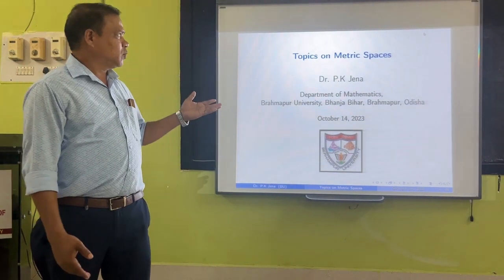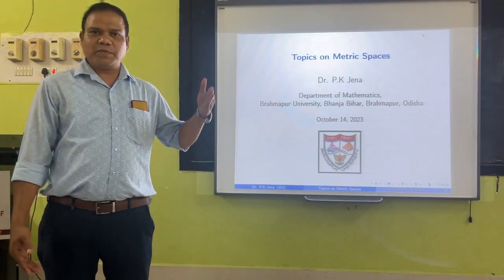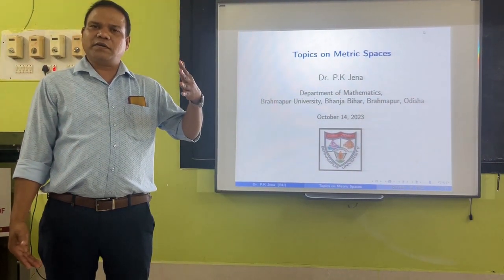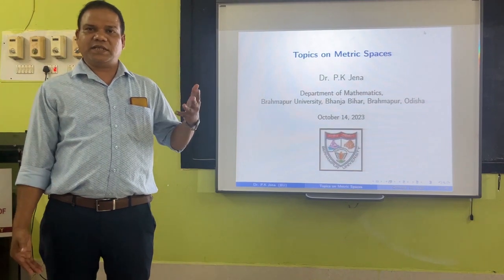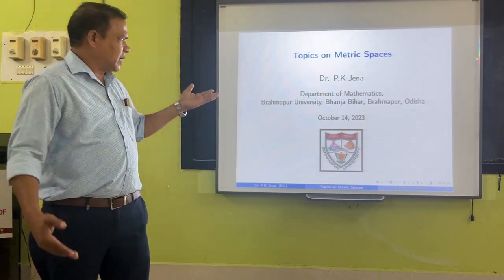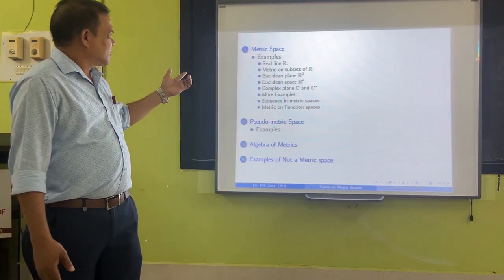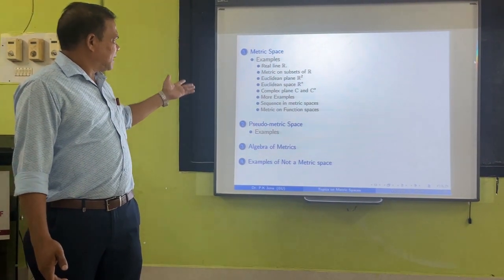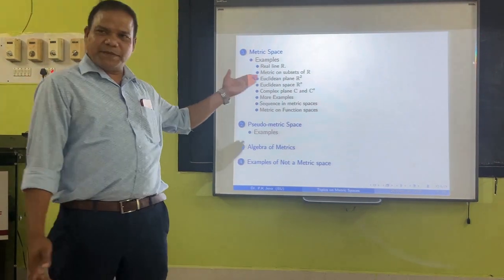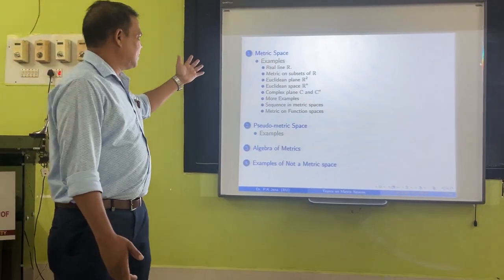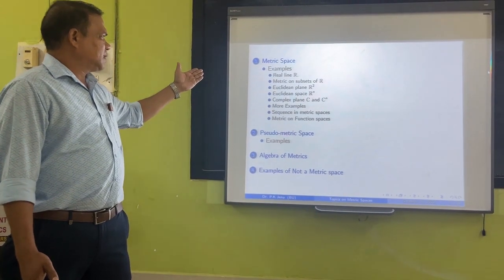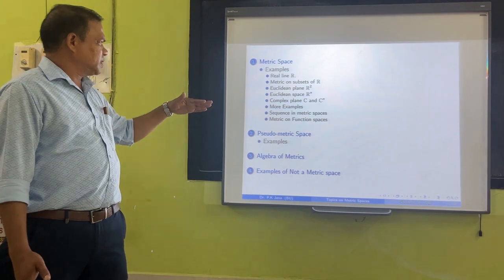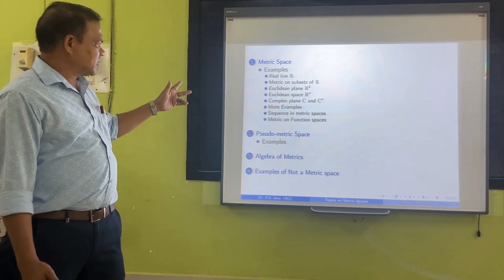So we'll define the metric space, give some examples, and metrics defined on any non-empty set. We'll see different examples. First we will see the definition of the metric space, then examples. We have defined several examples: the metric on R, metric on R square, metric on Rn, metric on C to the power n, and many more examples.